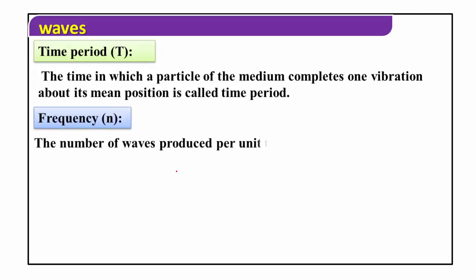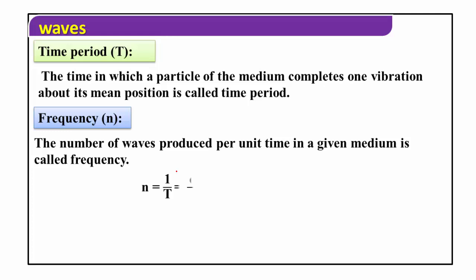Frequency means the number of waves produced per unit time in a given medium. Then it is called frequency. f equal to 1 divided by T, or n equal to 1 divided by T. You can also write this equation in the form: T is equal to 2π by ω, or 1 by T equal to ω divided by 2π. The SI unit of frequency is per second or hertz.